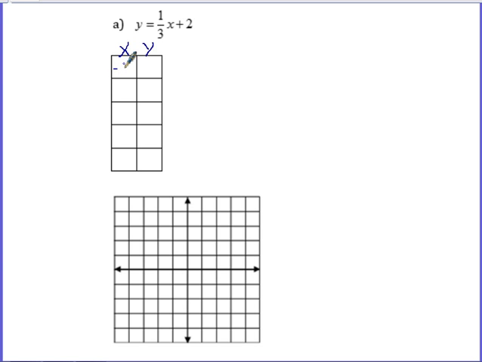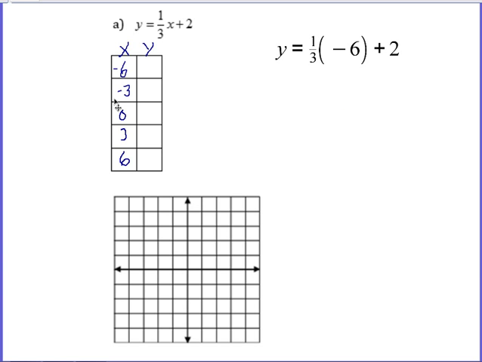So here's what we're going to pick for our table. I'm going to put in negative 6, negative 3, because they can both be divided by 3. Then we're always going to pick 0. And then I'm also going to put in positive 3 and positive 6, because they can be divided by 3, and it makes my math easy.